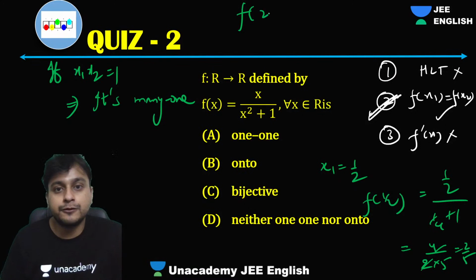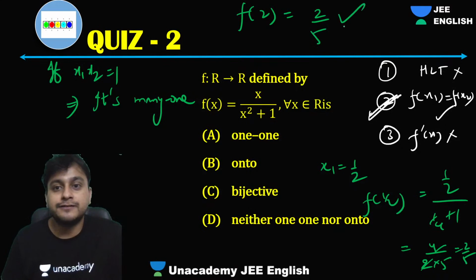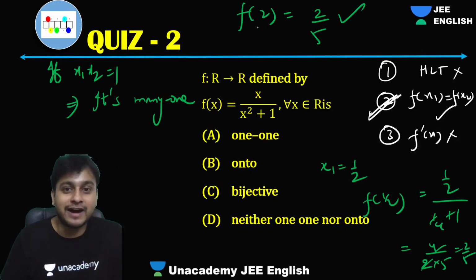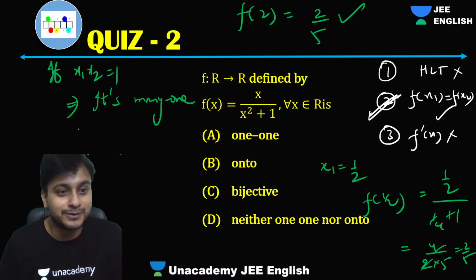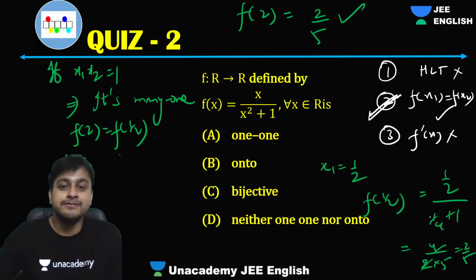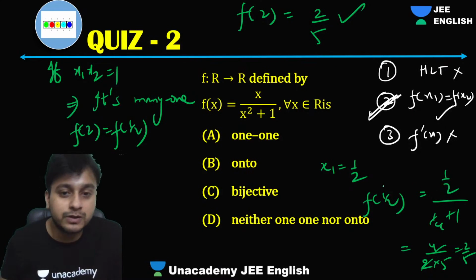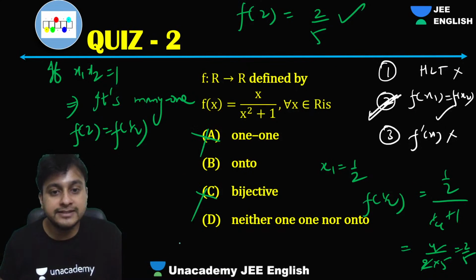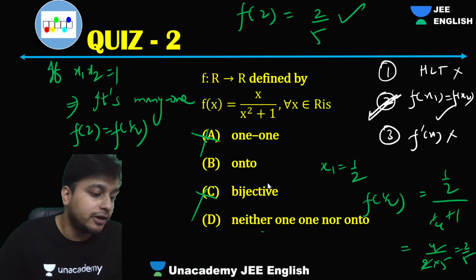Also guys, what is f of 2? That is also 2 by 5. Understood? So both are same. f of half is equal to f of 2. You can check also, no? We proved it like that. Okay, so that's why it is not one-one. So it won't be bijective. So it can be what? Either option B or D.